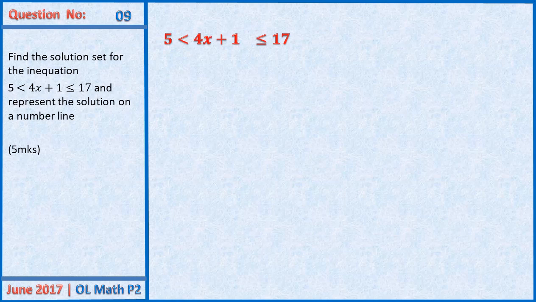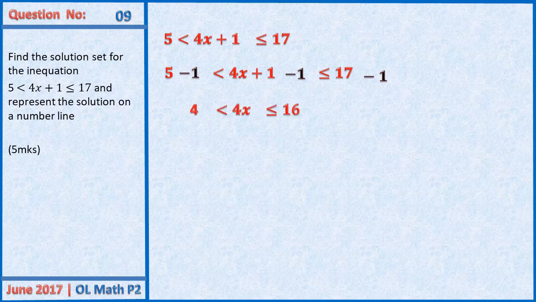Don't forget. Question 9, solve the inequality and represent your solution on a number line. So we have 5 is strictly less than 4x plus 1 and less than or equal to 17. So the first thing we'll do is to subtract 1 all through. So we'll have 5 minus 1 is less than 4x plus 1 minus 1, less than or equal to 17 minus 1. This will give us 4 less than 4x less than or equal to 16. We now divide all through by 4 to have 1 less than x less than or equal to 4.